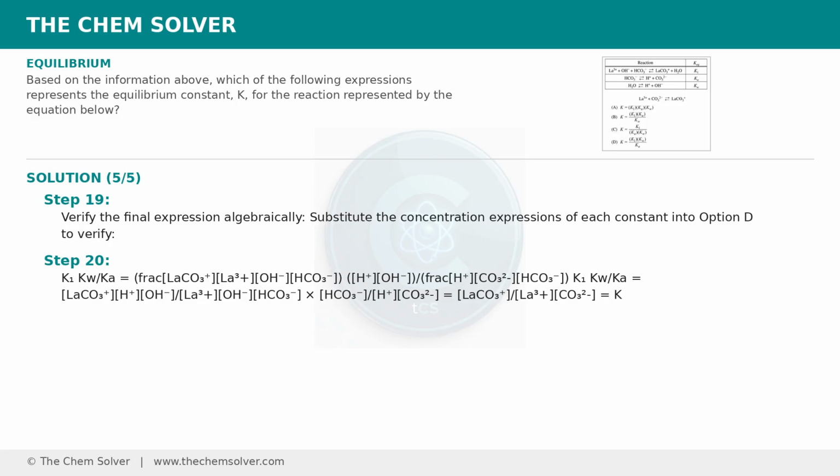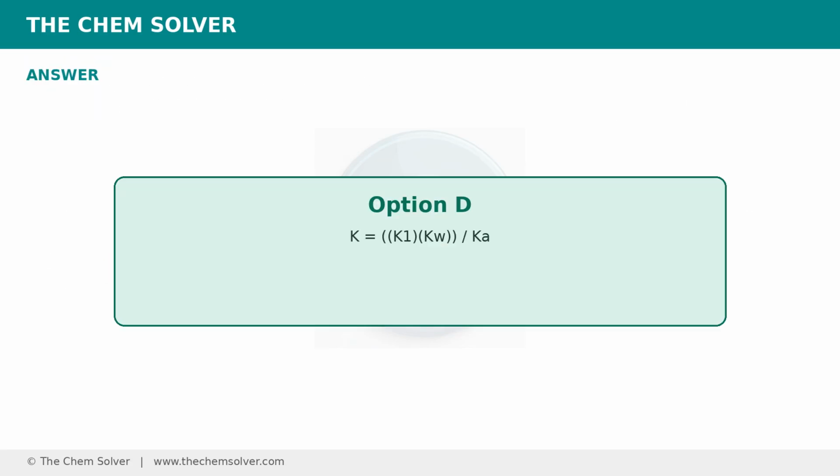K1 Kw over Ka equals [LaCO3^+][H^+][OH^-] over [La^3+][OH^-][HCO3^-] times [HCO3^-] over [H^+][CO3^2-], which equals [LaCO3^+] over [La^3+][CO3^2-], which equals K. The correct answer is option D. K equals K1 Kw over Ka.